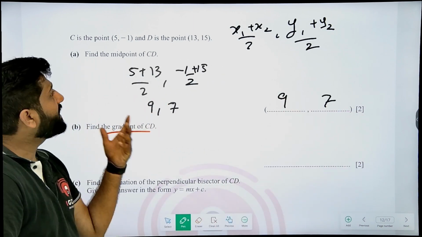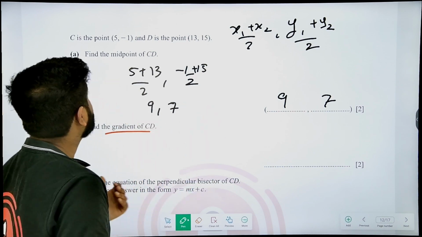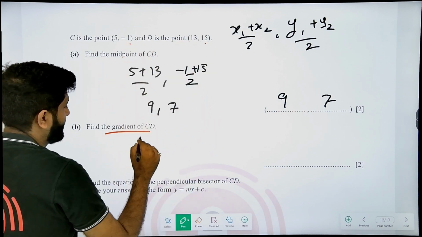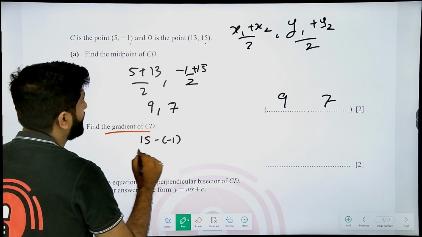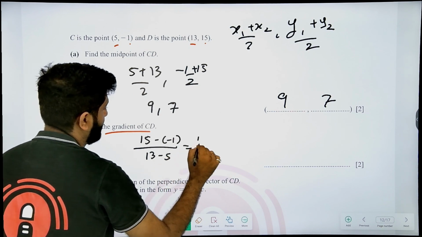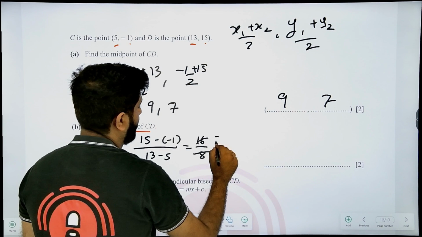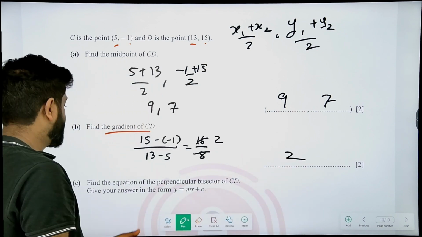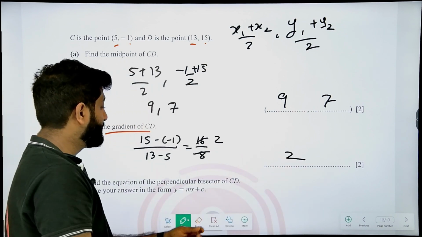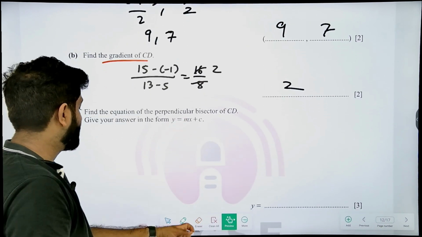Next, find the gradient of CD. Okay, so gradient is y2 minus y1 over x2 minus x1. So y2 minus y1, 15 minus of minus 1, over x2 minus x1, 13 minus 5. So you have 16 over 8. The gradient is 2. Next, find the equation of the perpendicular bisector of CD. Now guys, what do you mean by perpendicular bisector?